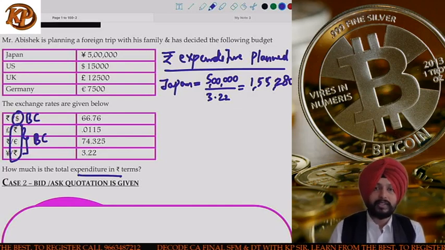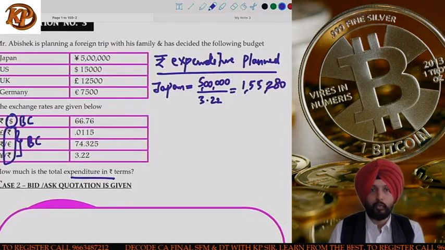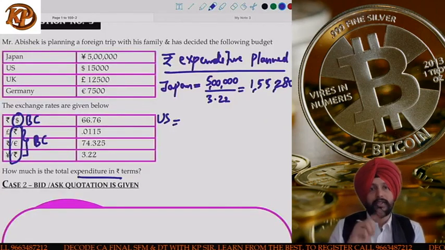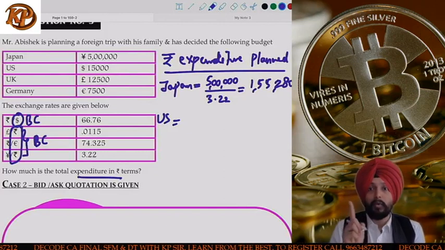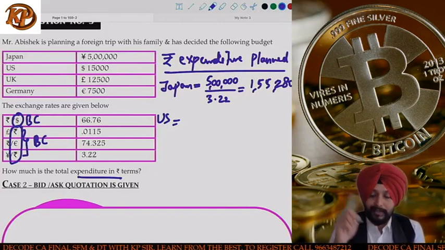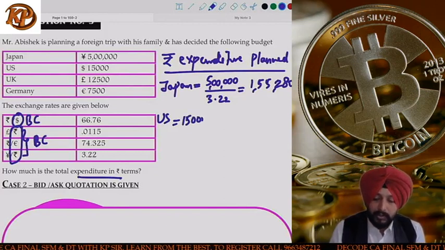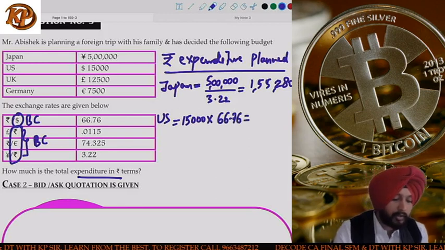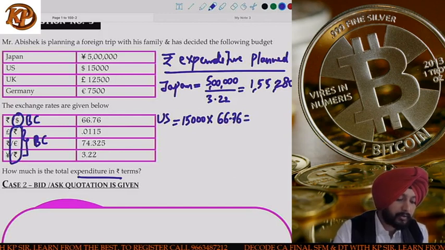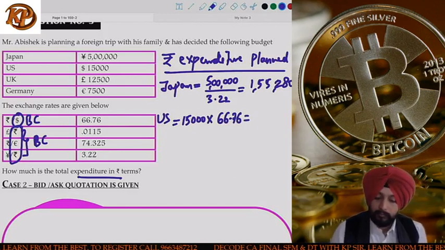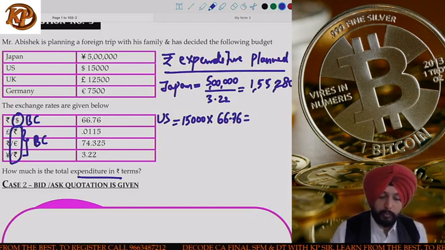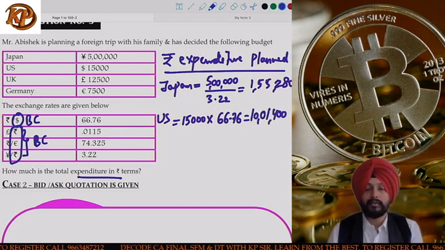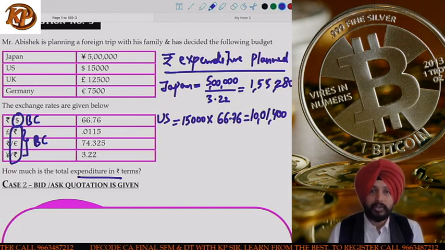Now coming back to the sum. First case I got 155,280. Next is US. Dollar 15,000 is given. Look at quotation number 1, rupee per dollar. Dollar is the base currency. From base currency to price currency is multiply. So this is 15,000 into 66.76. This is 10 lakhs 1,400.